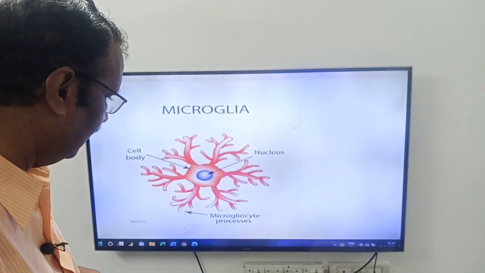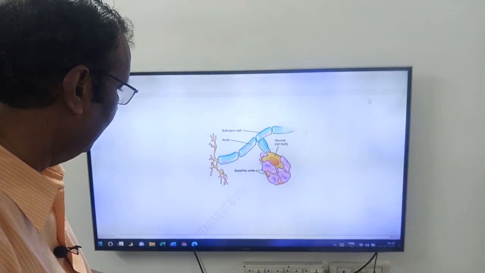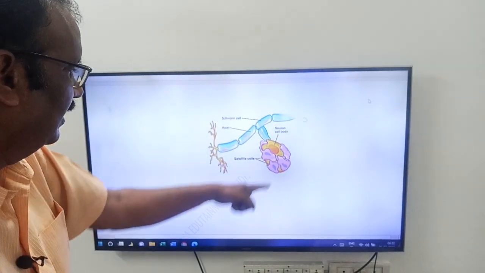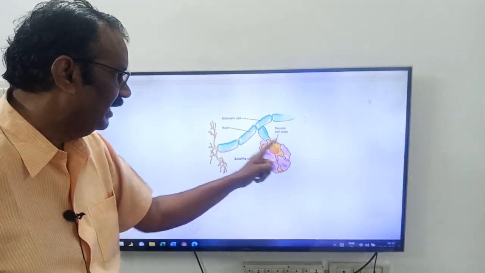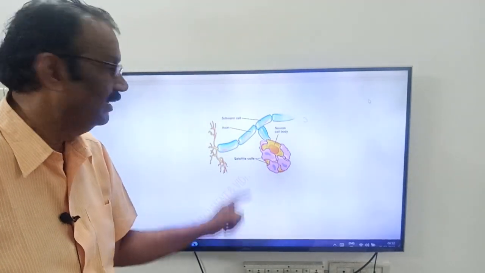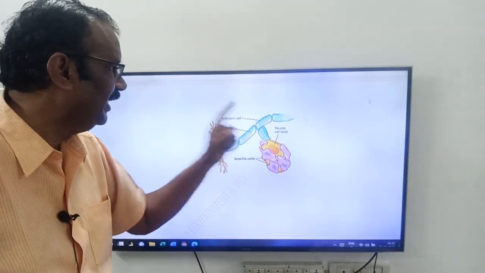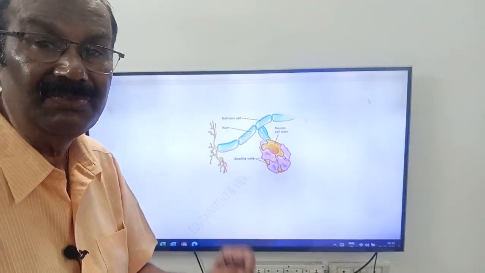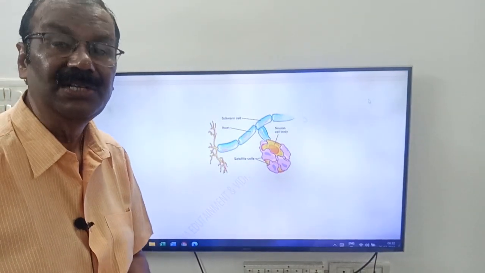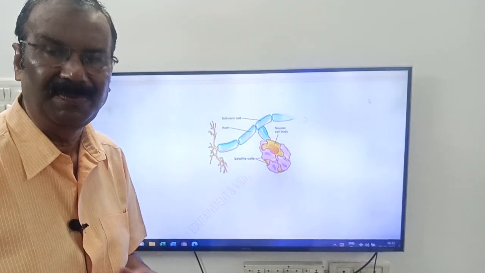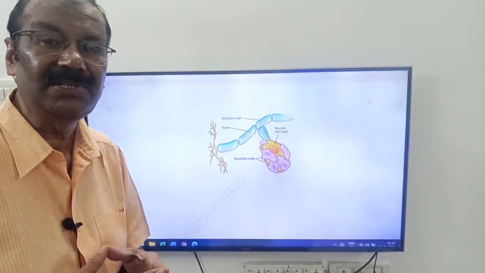Okay, friends. Now see, friends, next one, Schwann cells and satellite cells. Satellite cells are forming around the ganglion, and Schwann cells are forming myelin sheath around the axons of the peripheral nervous system. Okay, friends. This is about what, friends? Supporting cells of the nervous system. In total you have to remember 6 supporting cells, friends.